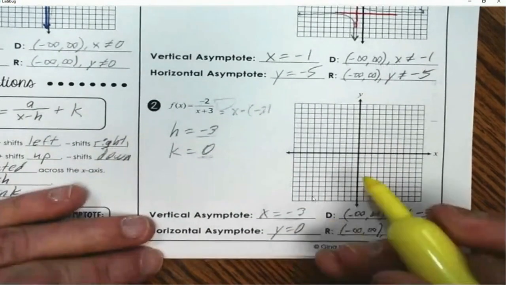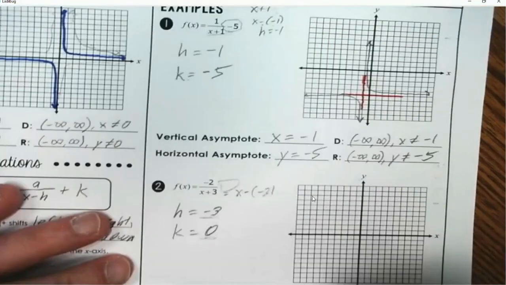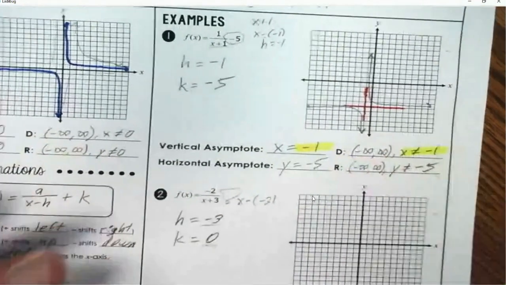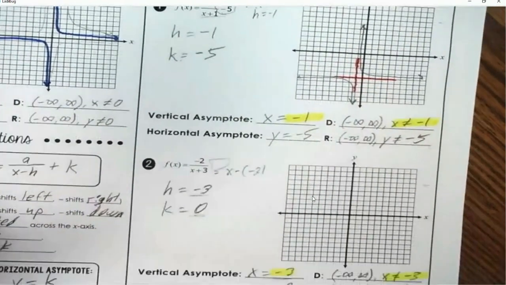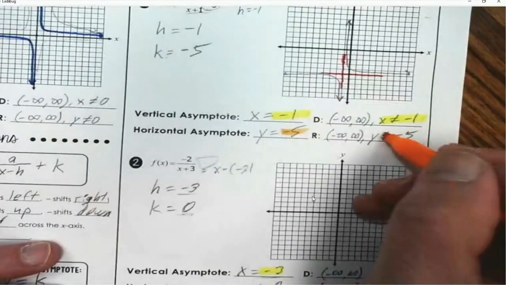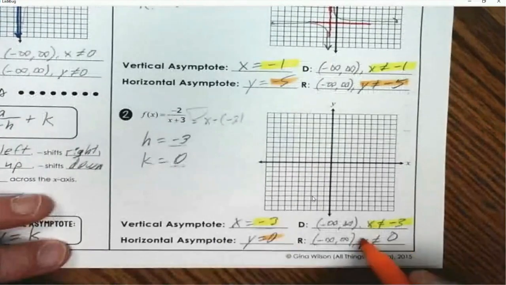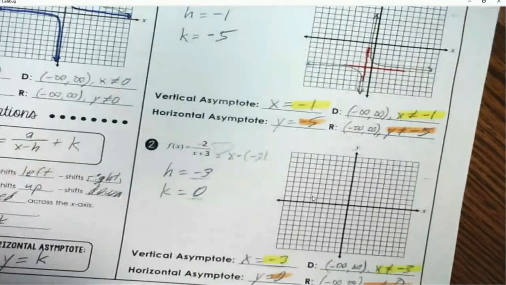So notice, that's the asymptote. That's what x cannot be. Because it's an asymptote, it never touches that one. Same thing with the y. That's the asymptote. y cannot be that number, 0. So that's how that works.